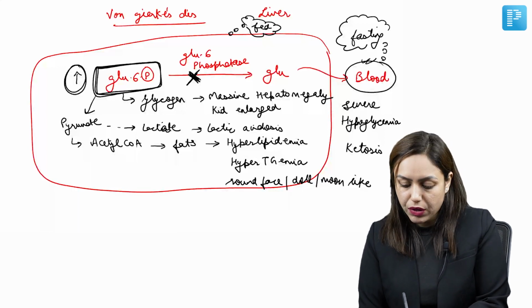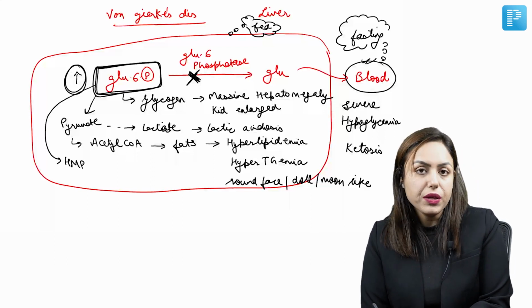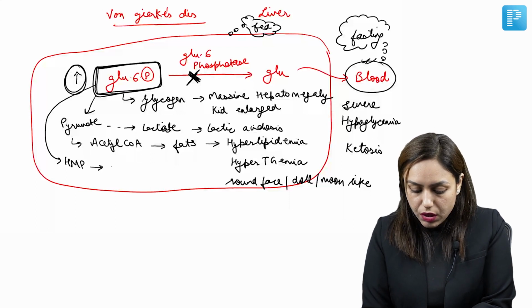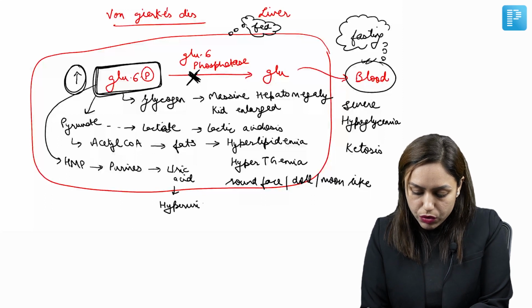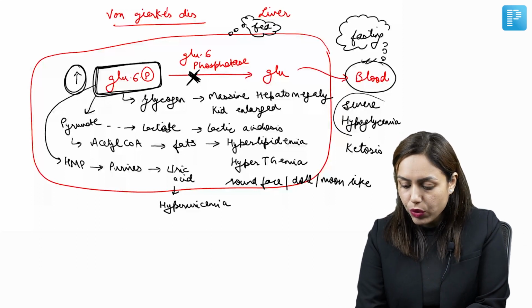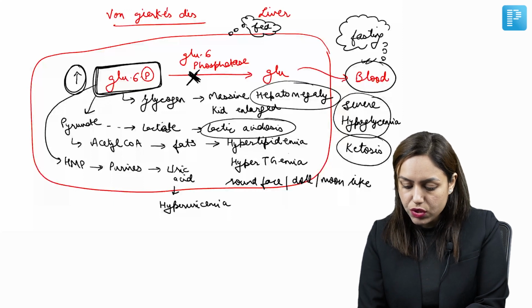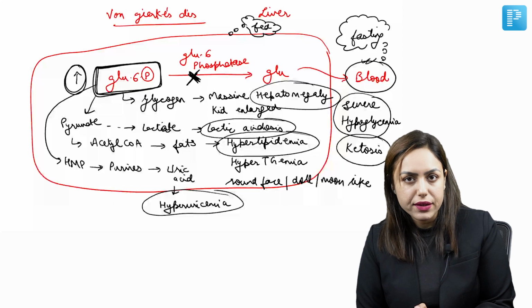Okay, round face, right? Then this excess of glucose 6-phosphate will also enter HMP. From HMP, lots of purines are formed. When they are broken down, uric acid will be formed. So this will lead to hyperuricemia. Okay, so what are the clinical features? Severe hypoglycemia, ketosis, hepatomegaly, lactic acidosis, hyperlipidemia, hyperuricemia. So this is the biochemical basis of all these clinical features, right?